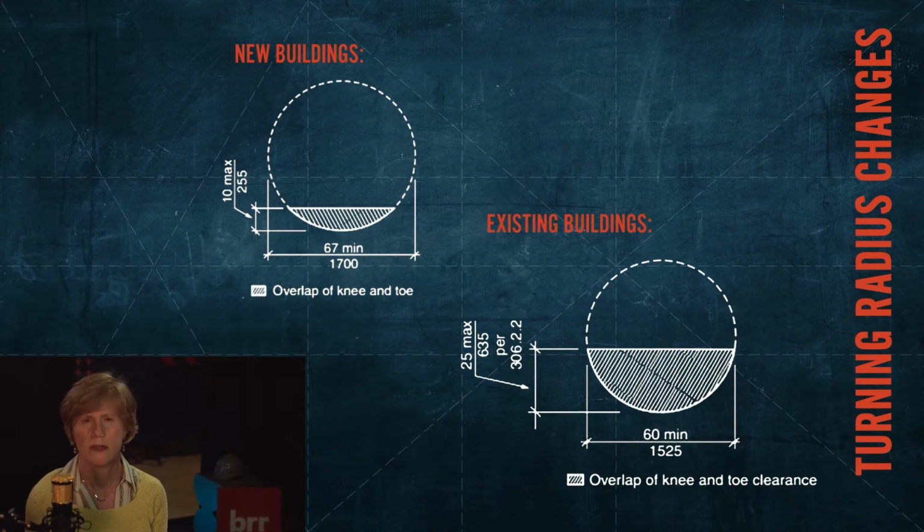So one of the most significant changes has to do with the turning radius that's required within buildings and within certain areas of the building. The one that everybody is probably the most familiar with is the turning radius that's required within the bathroom. So as you can see on the screen, existing buildings are allowed to have a 60-inch turning radius, which is what everybody has been used to. And now new buildings are going to be required to have a 67-inch turning radius.